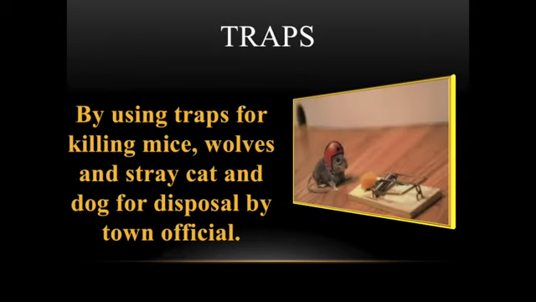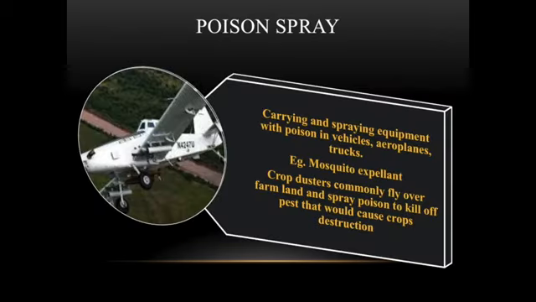Traps: using traps for killing mice, owls, and stray cats and dogs for disposal by town officials. Poison spray: a spray carried by spraying equipment with poison, in vehicles, aeroplanes and trucks. Example: mosquito repellent.